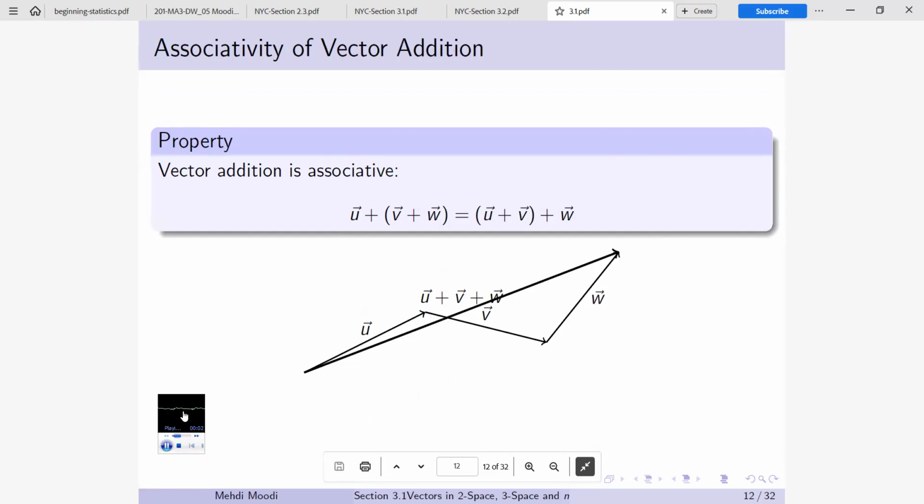Associativity means grouping does not matter. You can add the first two first or the last two first. The vectors do not care about your parentheses. Geometrically, you can use the tail-to-head method as indicated in the graph.